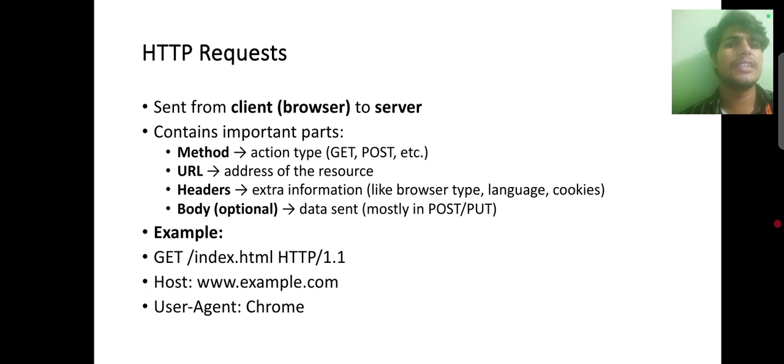HTTP request, sent from the client browser to the server. It contains a method, URL, header and body. Method, the action type: GET, POST, etc. URL, the address of a resource. Header, extra information like browser type, language and cookies. Body, data sent mostly in POST and PUT. Example: GET, and User-Agent: Chrome.